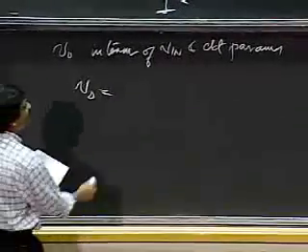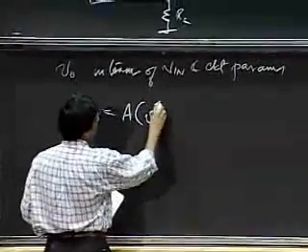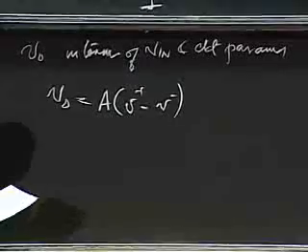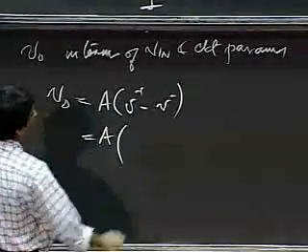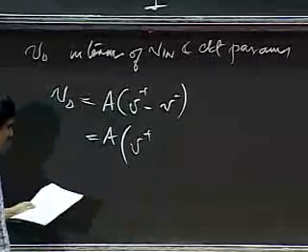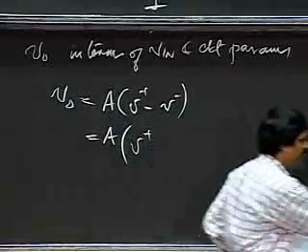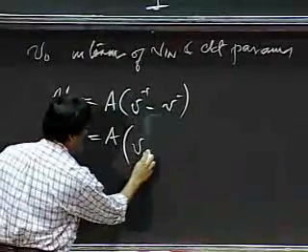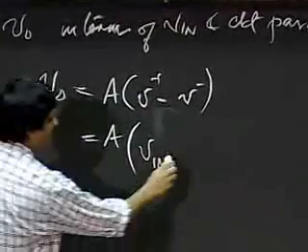All right, so let's do that. V naught is A times V plus minus V minus. This is actually really simple. Now V plus is simply V in, so I'll just make that substitution right away. What is V minus?